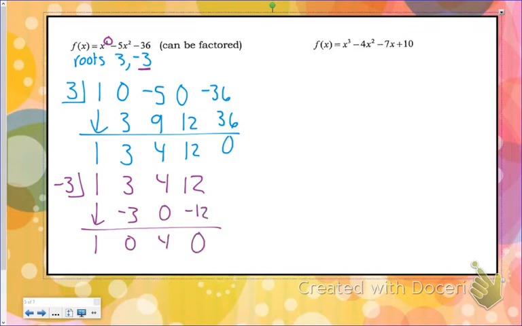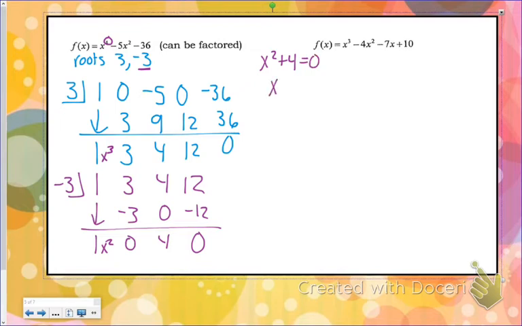And I get 0 as a remainder. So now I started with 4th degree, then I went to 3rd degree, so now I'm down to a 2nd degree, so it's quadratic. So now what I have is x squared plus 4. So all I have to do now is just solve that.